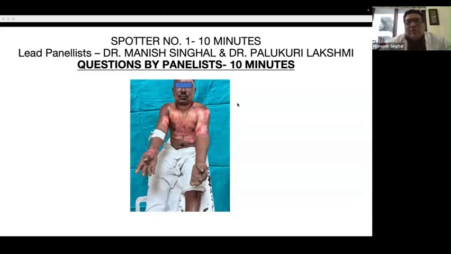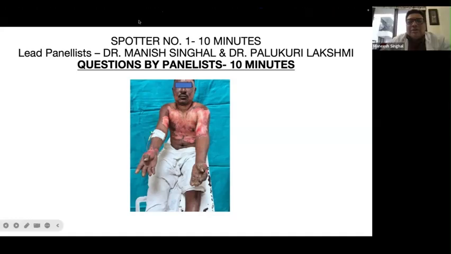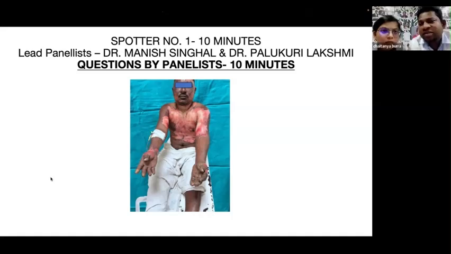Team one, any improvement? We can access the line with two wide bore cannulas in the leg, ma'am, because the legs are free. Or we can go for a central venous catheterization. Do you put a central venous catheter in an emergency? In emergency resuscitation, it can be done as a part of resuscitation if the burn percentage is higher.